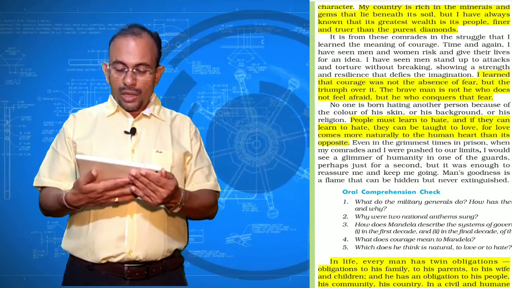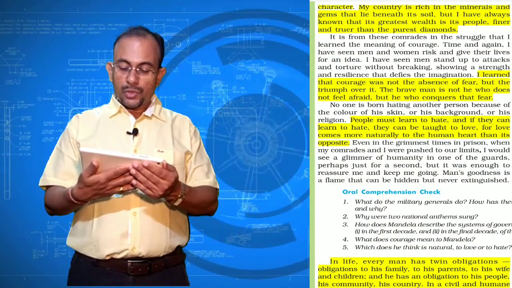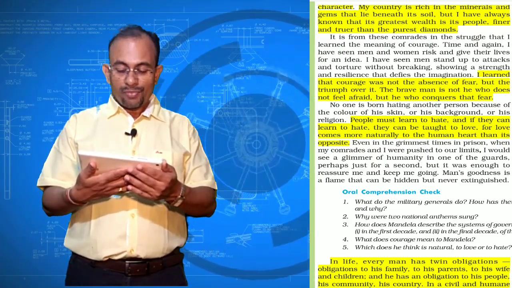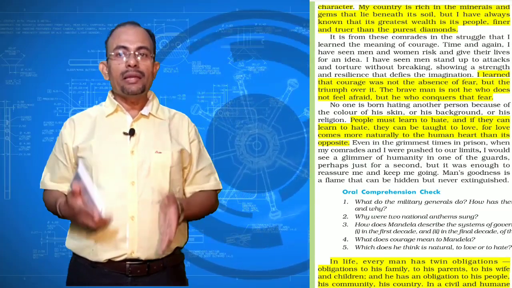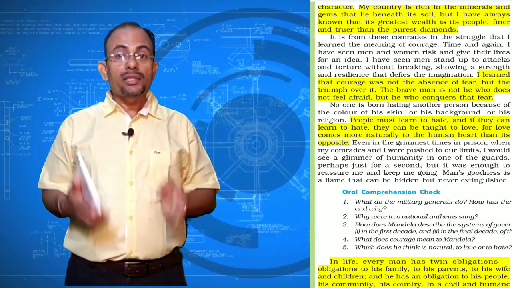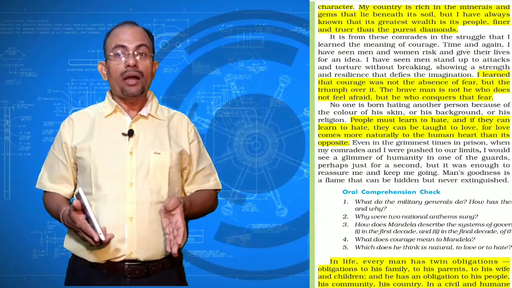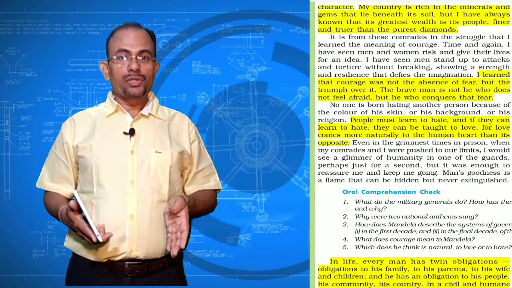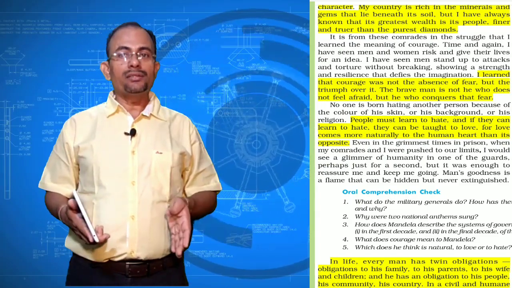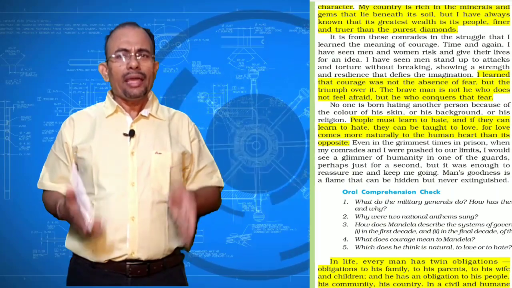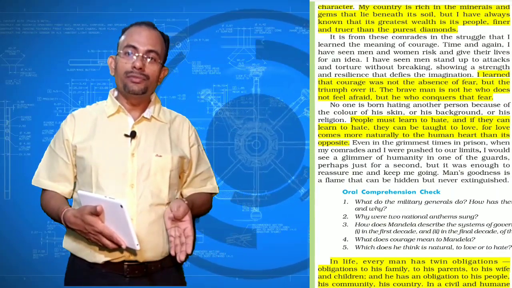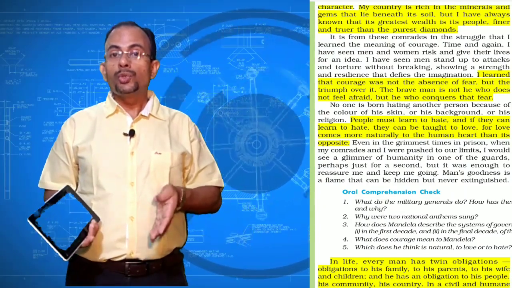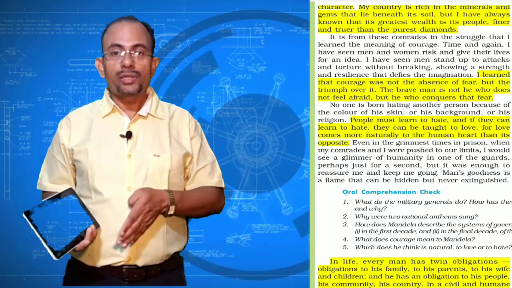Next highlighted part, you see, "People must learn to hate, and if they can learn to hate, they can be taught to love, for love comes more naturally to the human heart than its opposite." Dear students, Mandela makes a philosophical statement here. He says that nobody is born hating another person because of his skin color or his community background. People are taught to hate others. If they are taught to hate, they can also be taught to love, as love comes more naturally to human beings than hatred.